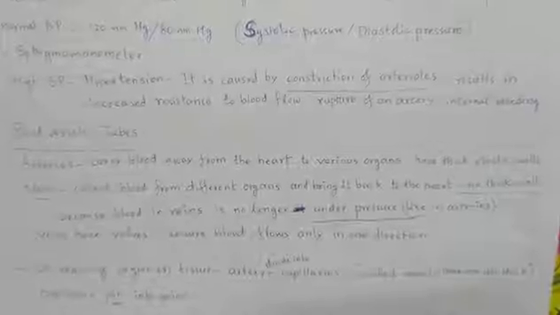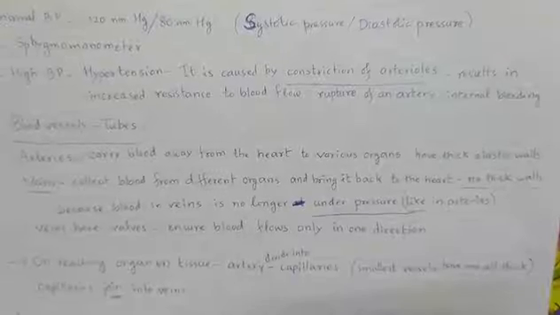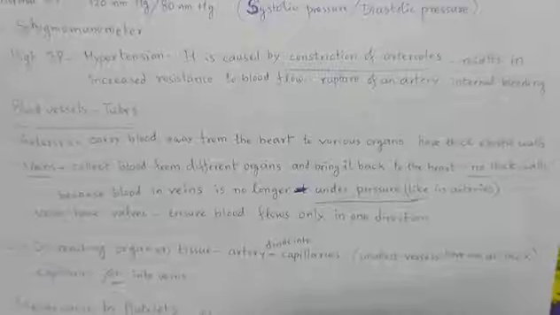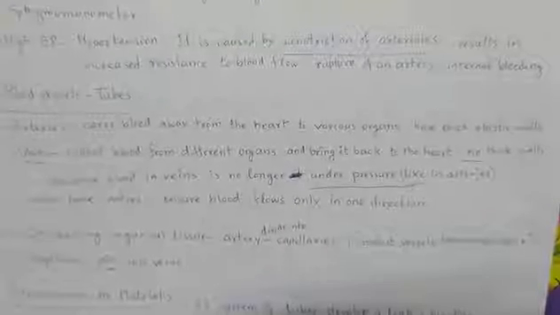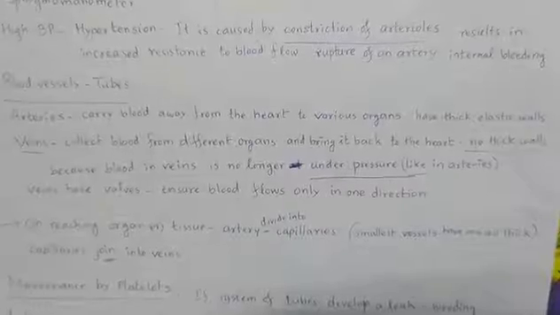Hypertension is caused by constriction of arterioles. Constriction of arterioles results in increased resistance to the blood flow. Increased resistance to the blood flow results in a rupture of an artery. When arteries are getting ruptured, internal bleeding takes place.